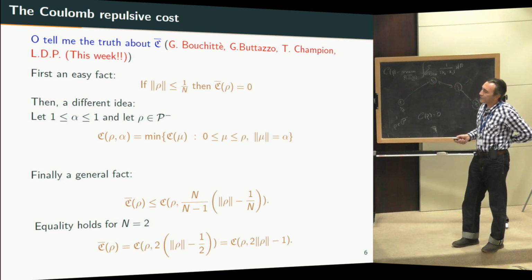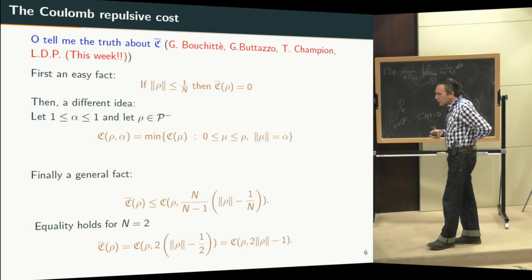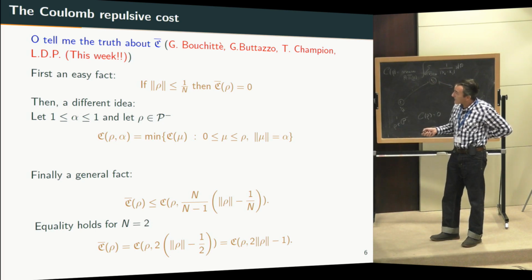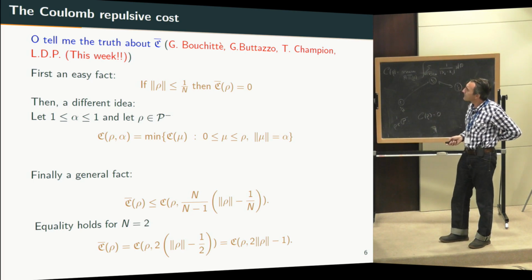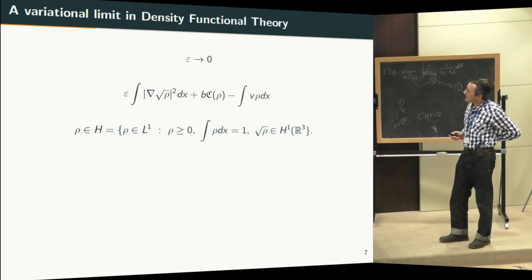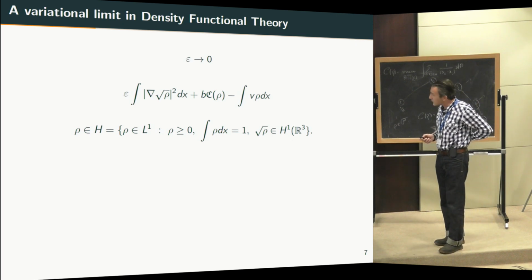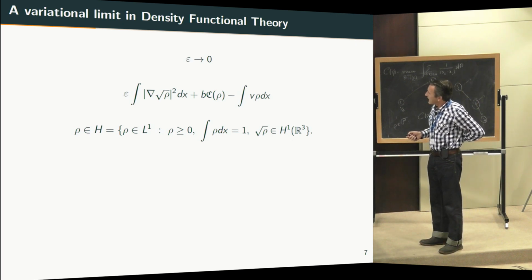Okay, so we now have an expression which we may use because it's in terms of a transport cost which we know how to calculate. Where is the transport cost going to appear? It is going to appear in this variational limit, which I will consider. So you see, here I want to consider the limit as epsilon goes to 0 of this strange functional. Here we have the gradient of the square root of rho squared. Then we have a parameter b times the transport cost, which is the one I was considering before, and then we have a linear term in rho.